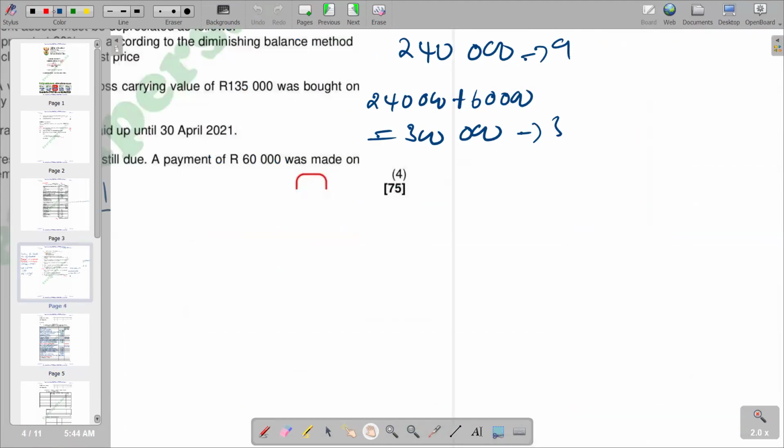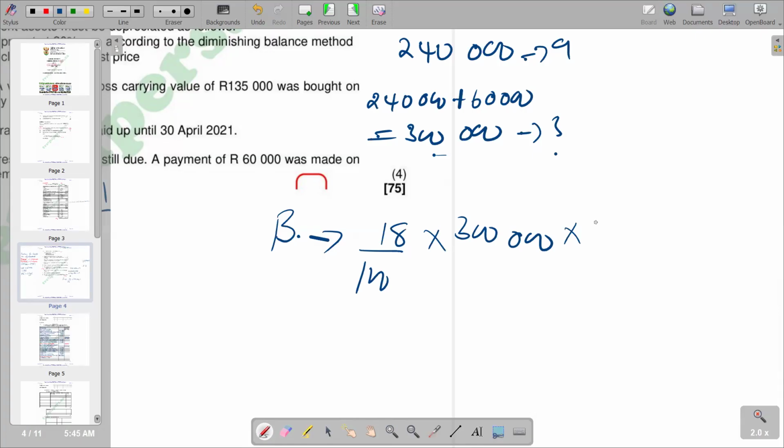So we say 18% is 18 over 100. That was before the payment. 18 over 100 times, for the payment, it was 300,000, and then the number of months was 3 months. So we say times 3 months over 12. When we multiply it like this, we are going to get 13,500.